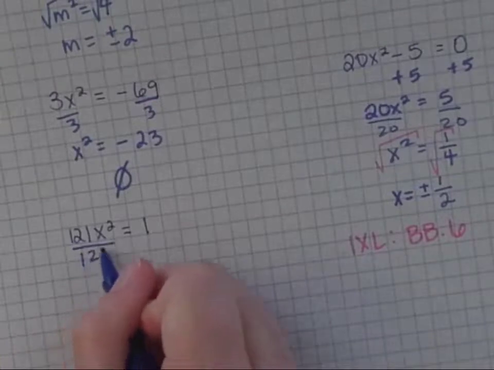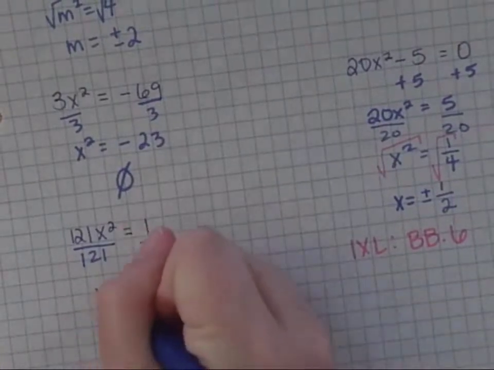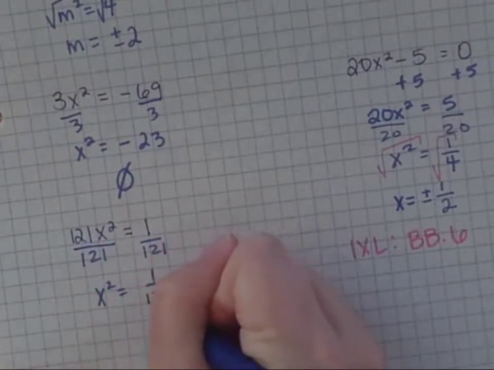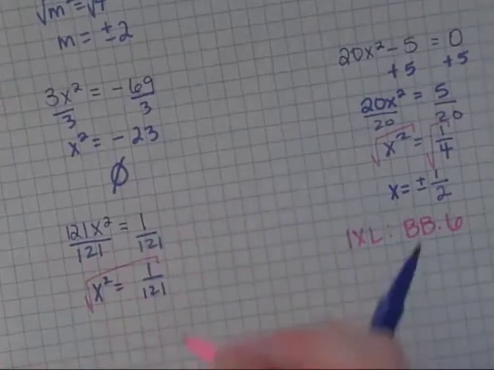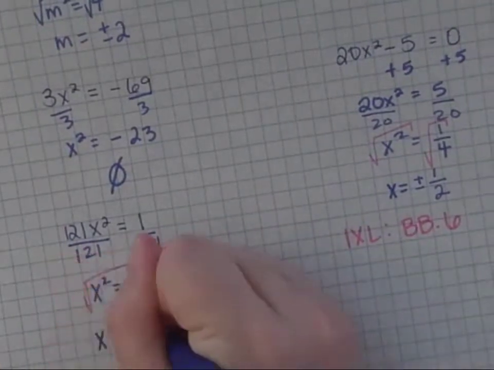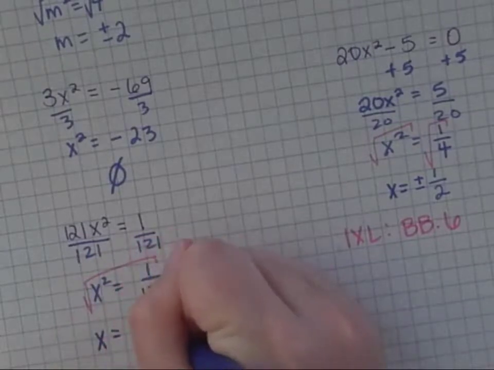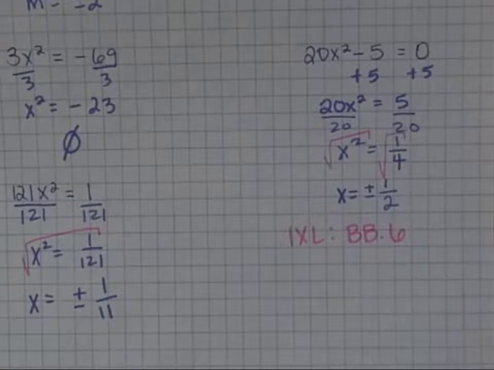Similar, but the number may not look as familiar to you. Taking the square root. X equals plus or minus 1/11. Okay, so basically that is the very straightforward, easy solving by square roots.